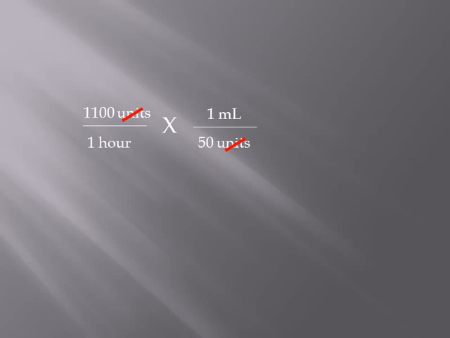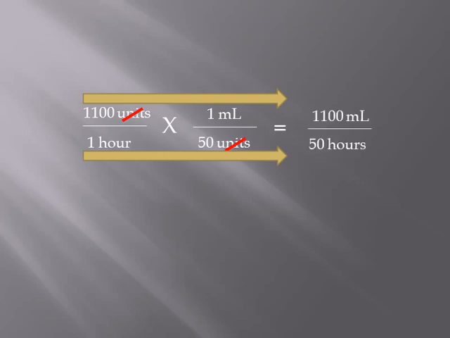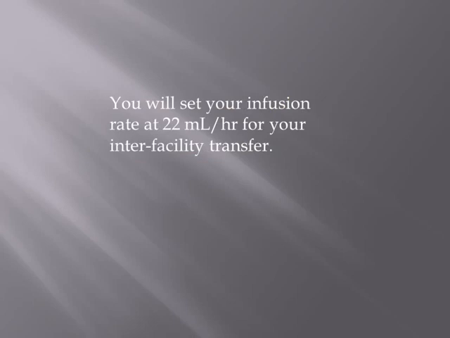Now you just need to multiply from left to right. We will have 1100 milliliters per 50 hours. But again, we need to divide this. We divide 1100 by 50, and we get 22 mLs per hour. You will now set your infusion rate at 22 mLs per hour for your interfacility transfer.